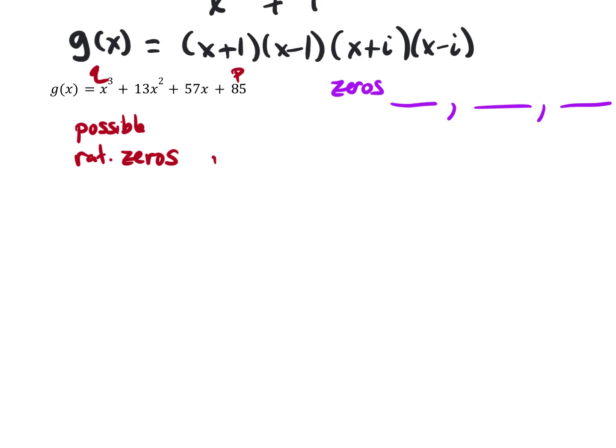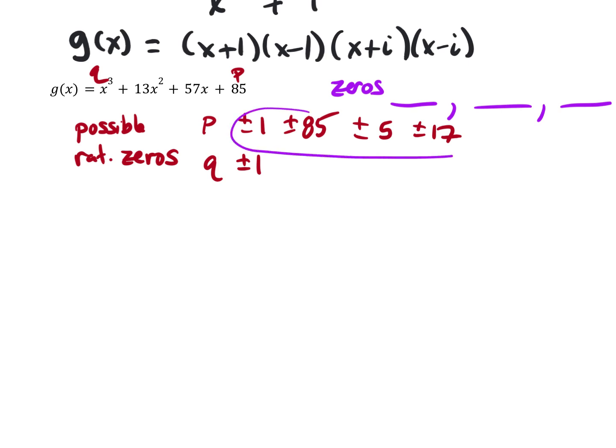Now q in our case is just plus or minus 1. So that's pretty simple. And then 85 is 1 and 85, and then it divides by 5, 5 and 17. So there's really not a ton, because when you divide them all by 1, you just get these 8 possible zeros.